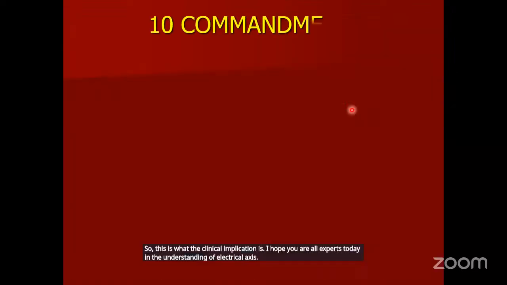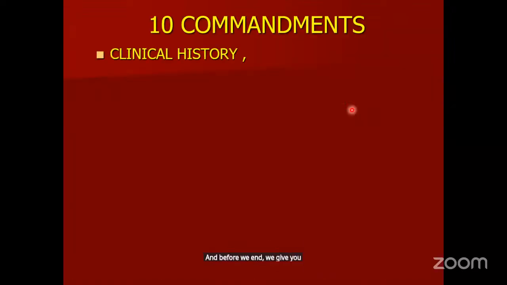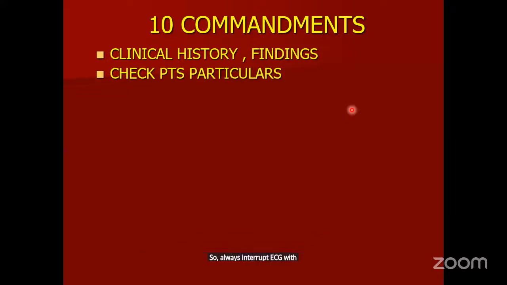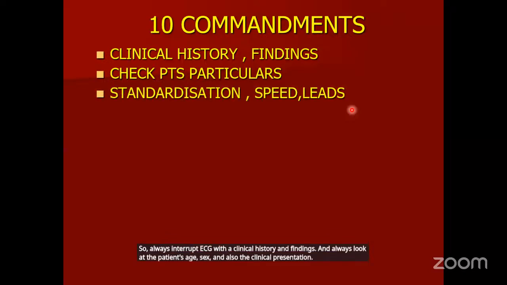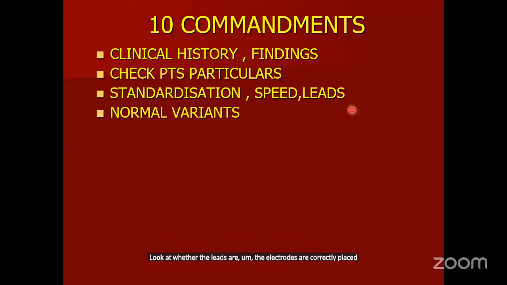And before we end, we give you the 10 commandments of ECG reading. Always interpret the ECG with the clinical history and findings, and always look at the patient's age, sex, and the clinical presentation. Look at the standardization: I told you the vertical bar of 10 small squares and the speed of 25 millimeters per second. Look at whether the electrodes are correctly placed and the leads are correctly recorded. Please remember the normal variants, like low voltage T wave.